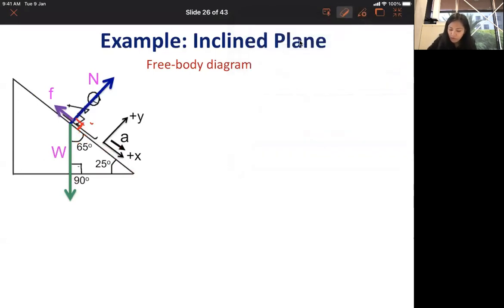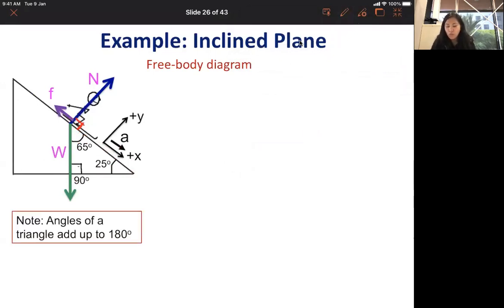Let me just tidy up my drawing here. Why is it 65 degrees? It's 180 minus 25 minus 90, because the angles of any triangle should add up to 180 degrees. This is a mathematical fact that's useful to know: the angles of a triangle add up to 180 degrees.